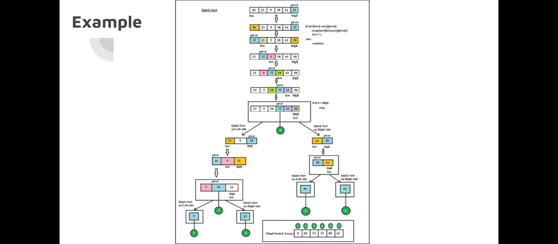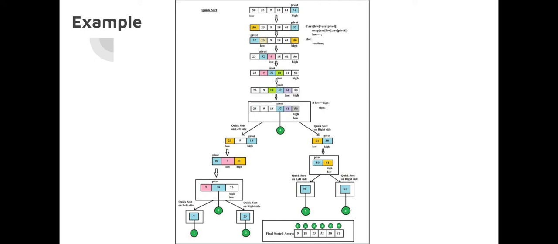Let us look at an example. Consider the following array having the elements 50, 23, 9, 18, 61, and 32. We need to sort this array in the most efficient manner without using extra space. That is, now we will be using quick sort.